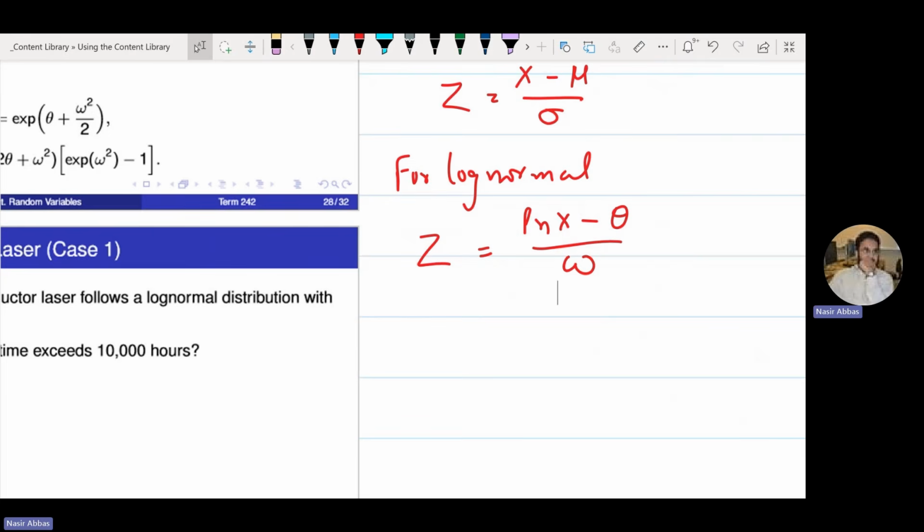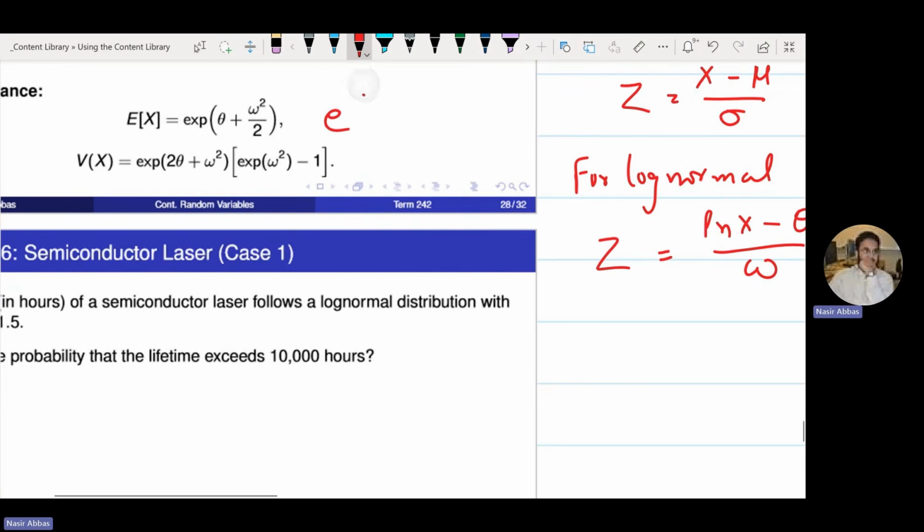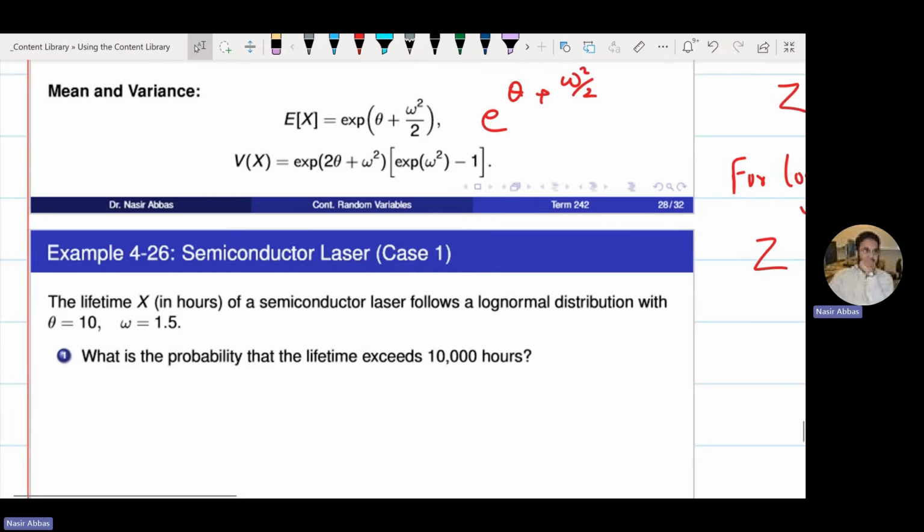What is the EXP? EXP means E to the power. In the formula sheet, they write E to the power. So in the formula sheet, this is written like this: E to the power theta plus omega square by 2. And similarly, this one. Now let us try to see some of the questions from log normal distribution.